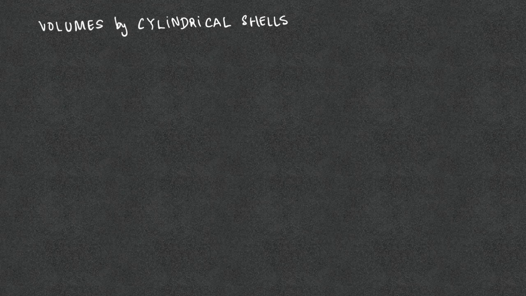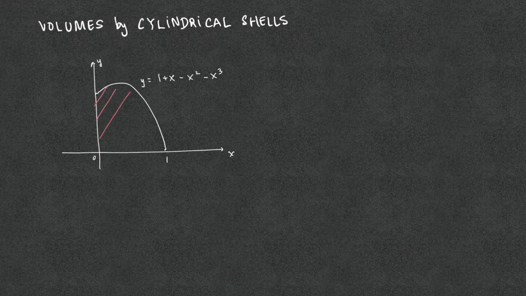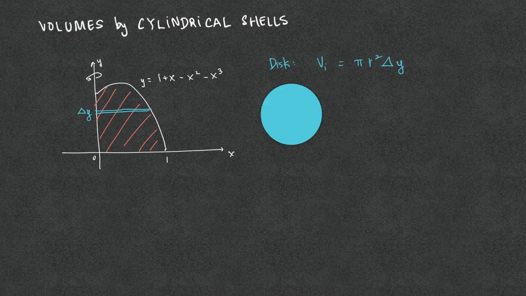Volumes by cylindrical shell. Suppose we take the region bounded by y equals 1 plus x minus x squared minus x cubed, the line x equals 0 and y equals 0, and we rotate this bounded region about the y-axis. To find the volume of the solid, we slice the solid perpendicular to the y-axis so that the cross-section is a circular disk. The volume of the disk is pi r squared delta y.